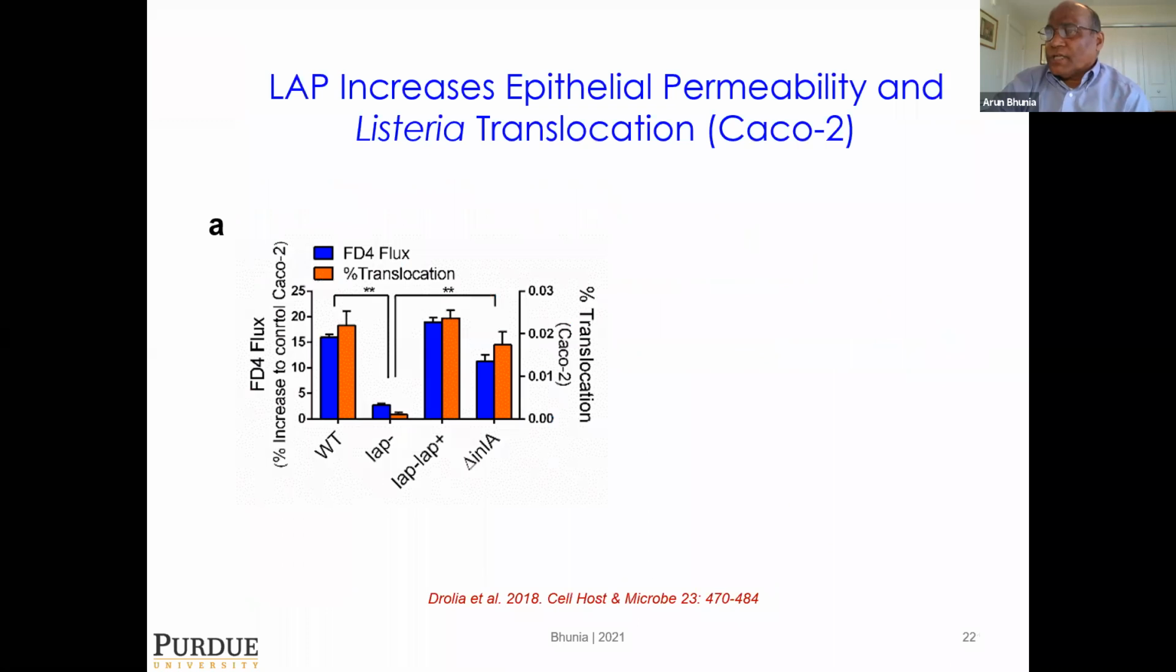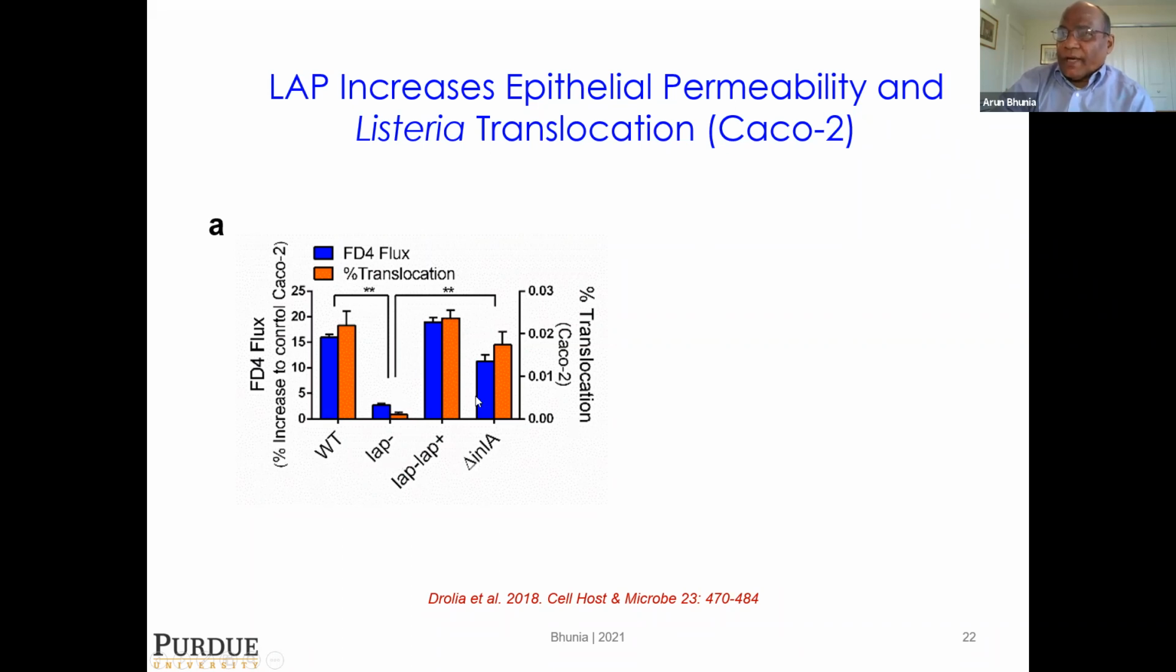And so just briefly, I'll go over a few data to show you the real mechanism. You can read this article. So what we found out is that, first of all, we looked in the Caco-2 cell model at whether it opens up the barrier. So we used the LAP mutant, and we also had the Internalin A mutant we used in parallel. So you can clearly see the FD4 flux was significantly reduced in the LAP mutant strain. And at the same time, if you look at the Listeria translocation, it is also reduced.